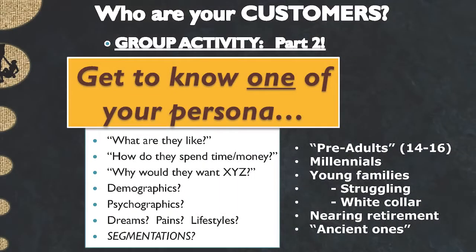Here's a bit more specific. You'll have to have a name for the individual. What are they like? How do they spend their time? Why would they want whatever it is you're thinking about giving them? What are they like psychographically and demographically? What age are they? What activities do they do? What are their dreams? What are their pains? What are their lifestyles? Is there any natural division?